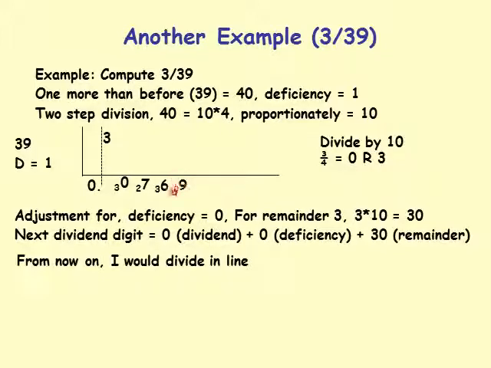So I'm going to divide 9 by 4. That gives me 2, remainder 1. The remainder 1 is proportional, so 2 plus 10 is 12. This is 12 here, and this is my next working dividend. So from now I'm going to divide 12 by 4. That gives me 3, remainder 0.